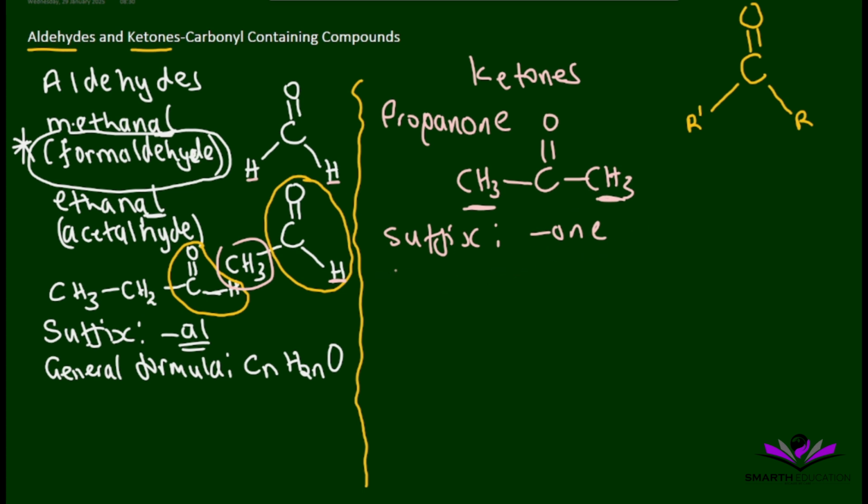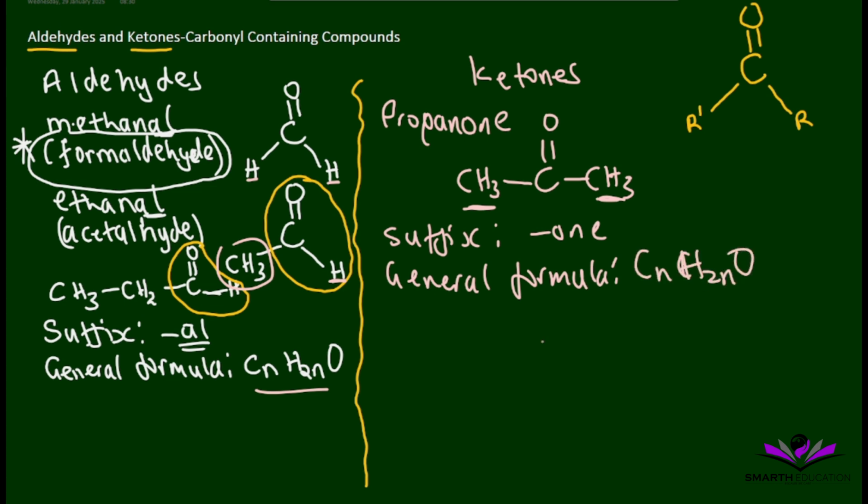And then the general formula is the same as that of aldehydes, CnH2nO, like that. The common name for propanone is acetone. That's the common name for propanone, right? Ketones are used mainly as solvents. They are used in the production of polymers, and they are used in the production of pharmaceuticals.